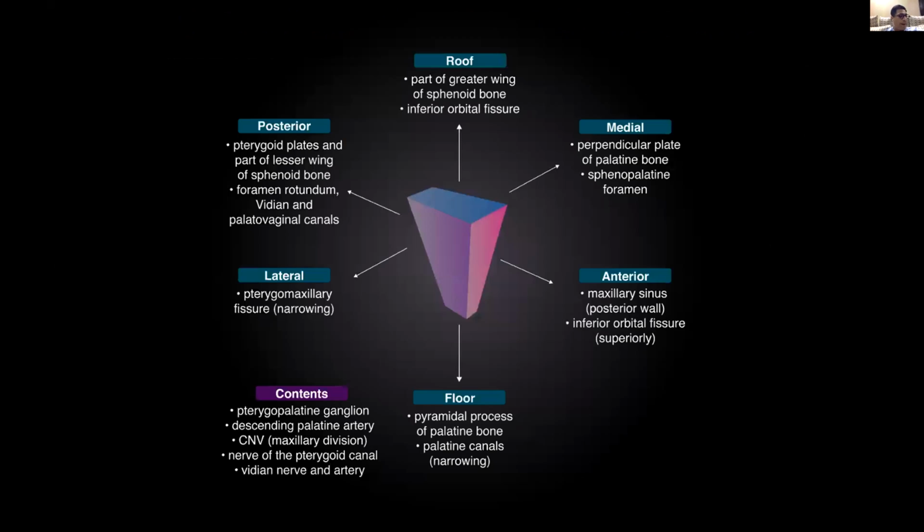So what is the pterygopalatine fossa? The pterygopalatine fossa is a pyramidal structure, which is an inverted pyramid. Just invert a pyramid.